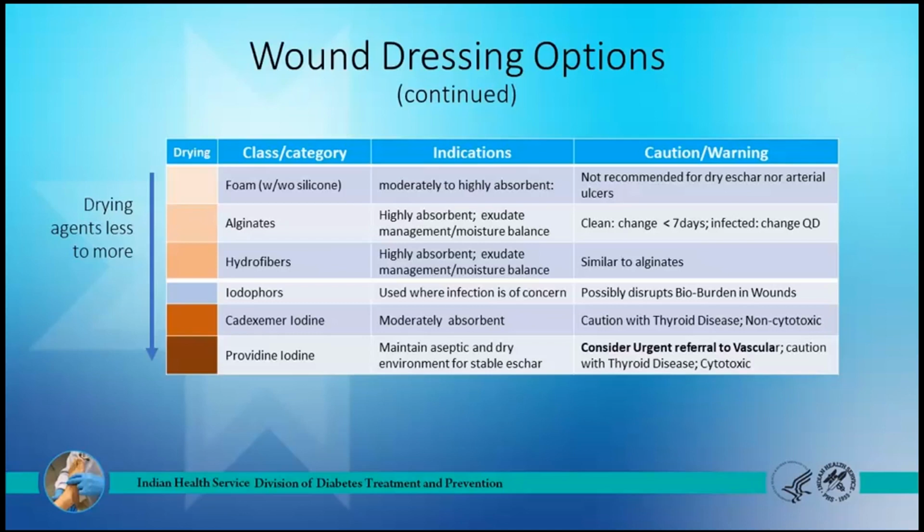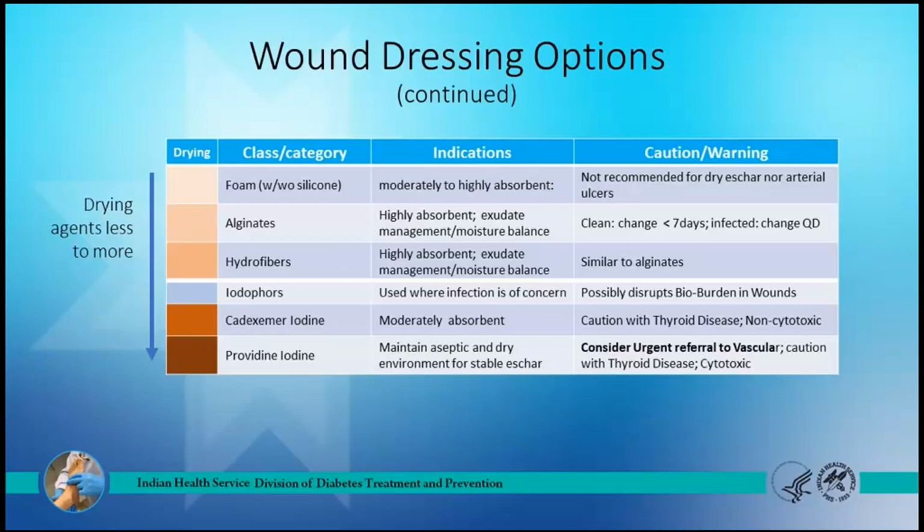Alginates are our next category, and these are highly absorbent. Exudate management with these agents can be very beneficial, and you try to optimize a moisture balance. With these alginates also, you can change them less than every 7 days if they're stable and clean. But of course, depending on the drainage, and if they're infected, you need to change them every day, or maybe even more than once a day in some cases. Hydrogels are highly absorbent. They're great for exudate management and moisture balance. They're similar to the alginates.